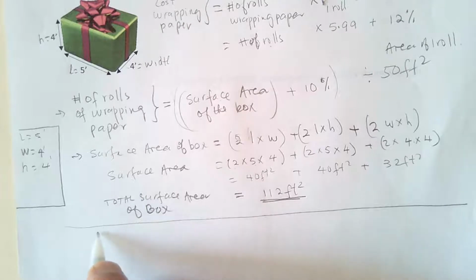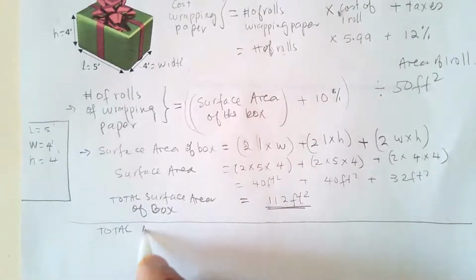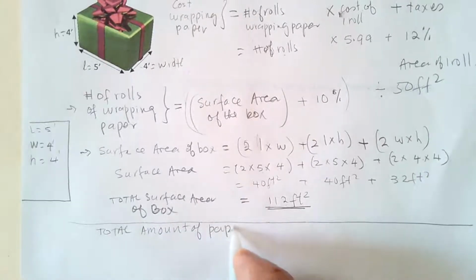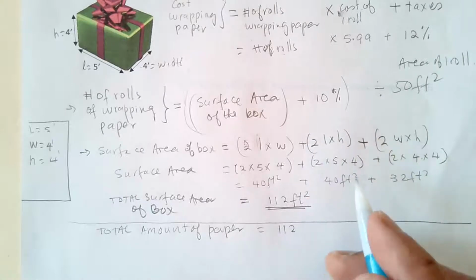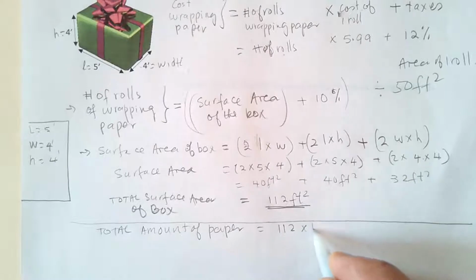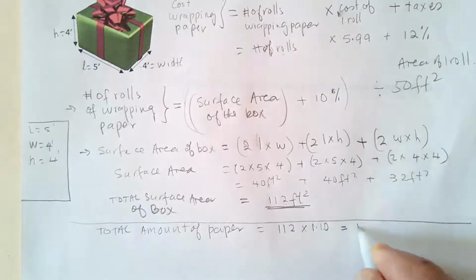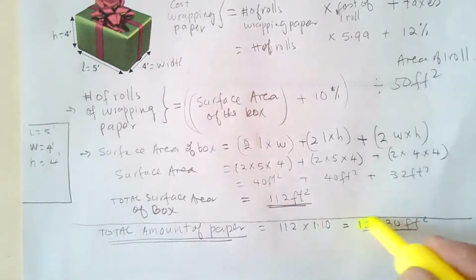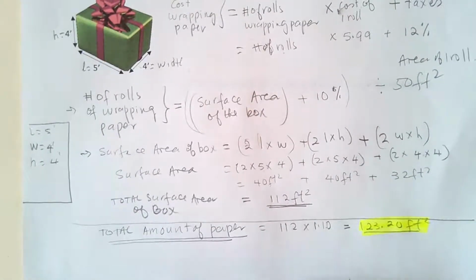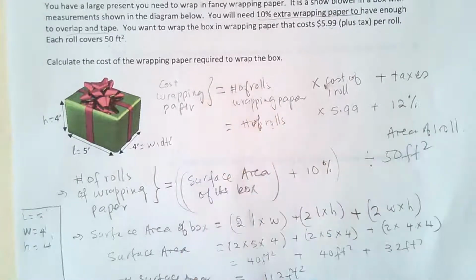So we need the total amount of paper, equal to 112. Now we need to add 10%. The easiest way to do it is to multiply by 1.10, because I'm including the 10% in there, so it gives me a total of 123.20 square feet. So the amount of wrapping paper I need is this amount here. Now we've solved the amount of wrapping paper. We need to find the number of rolls now.